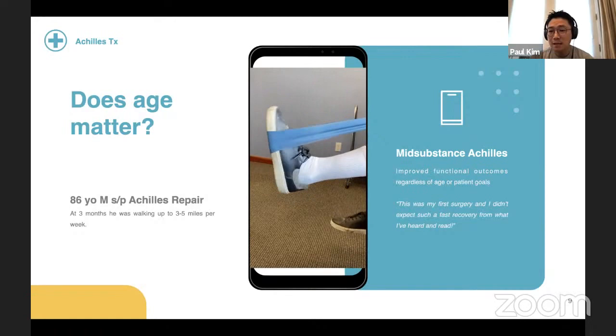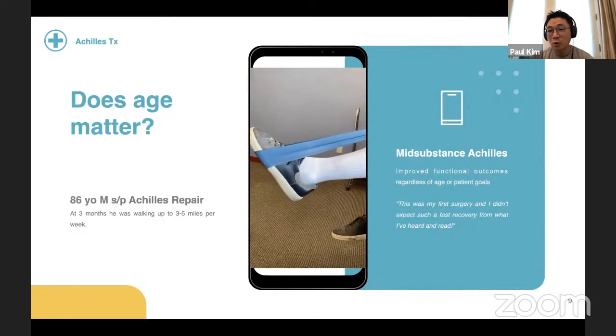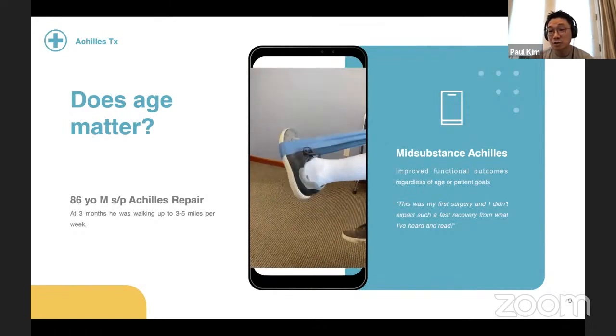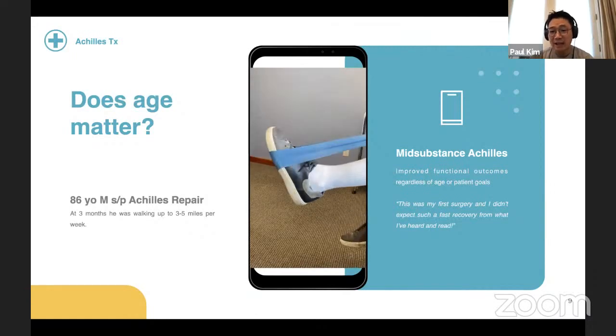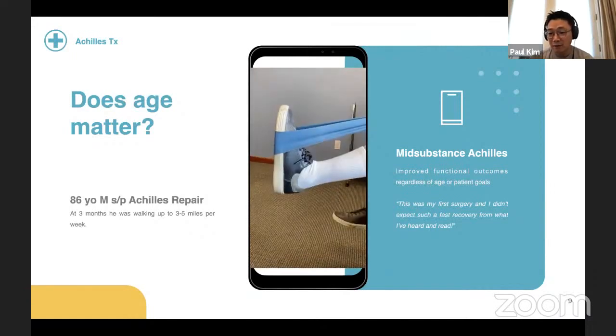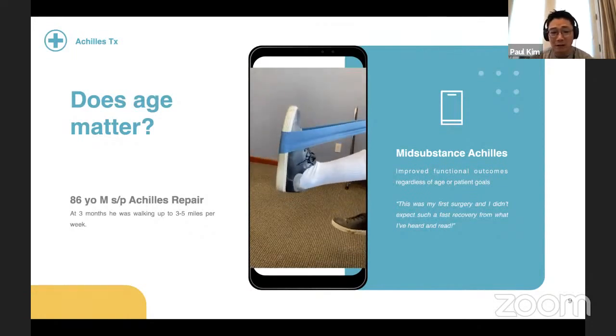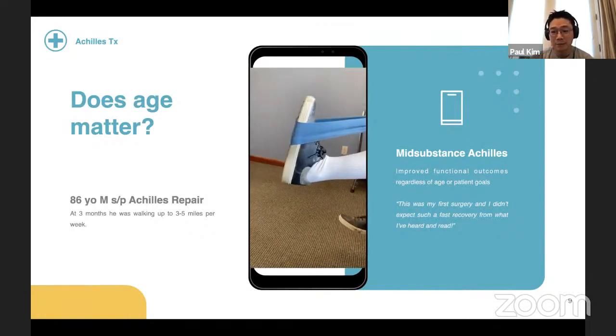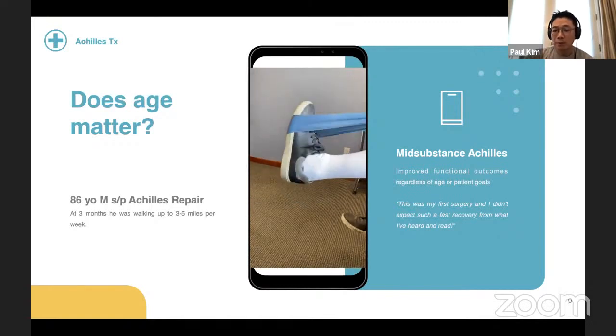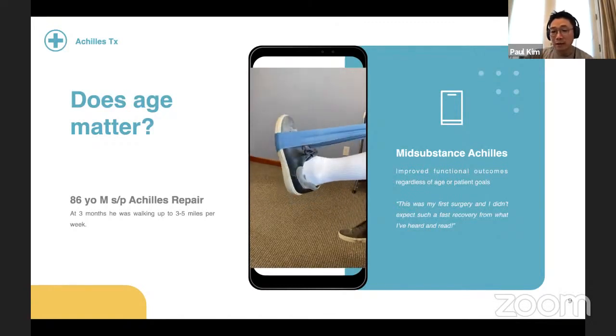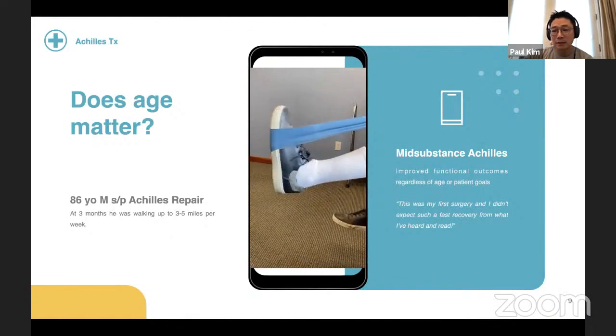And look at him. This is at 3 months. And this is a quote from him. He said, this is my first surgery in 86 years, and I didn't expect such a fast recovery from what I've heard and read. He's ecstatic. He's back to walking 3 to 5 miles per week. Very happy patient. So, improved functional outcomes regardless of age or patient goals. The key is this can get patients better, back to what they want to do.